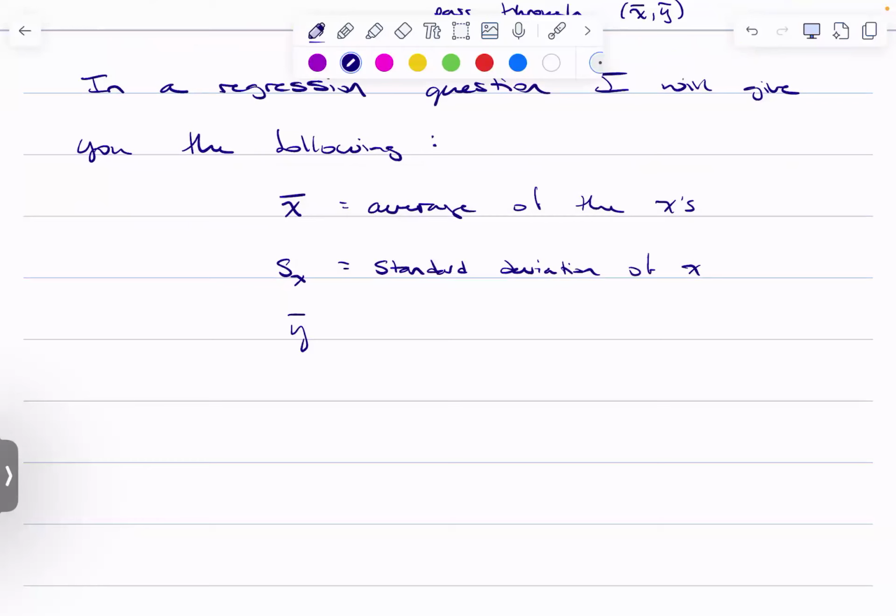I need to give you Y bar, the average of the Y's. These are all things, if you're thinking about a spreadsheet, I'll use green for Excel, you might have your X's, you might have your Y's. These are all things that you could easily calculate in Excel. On a paper exam, though, I'll have to give it to you.